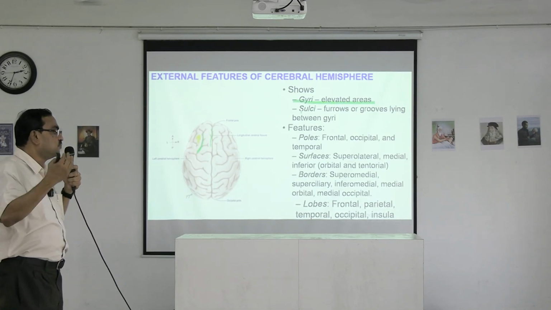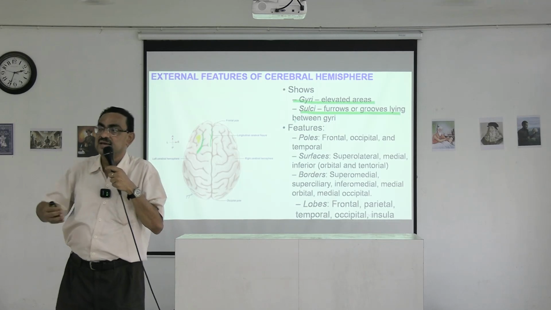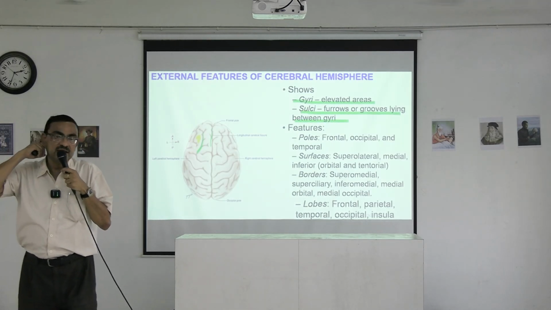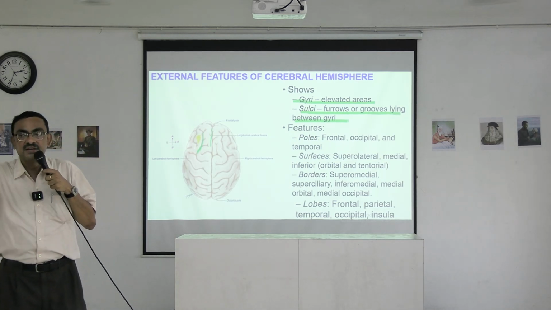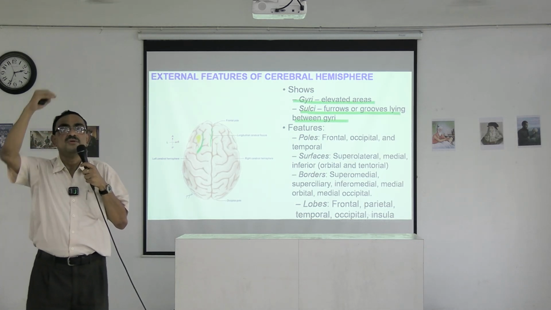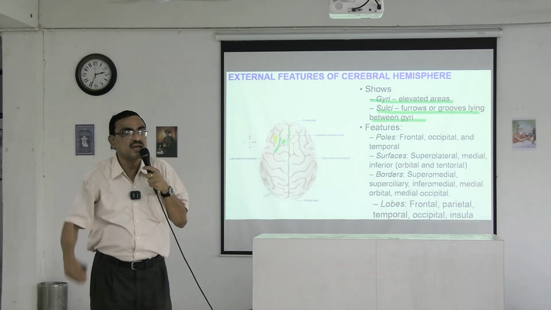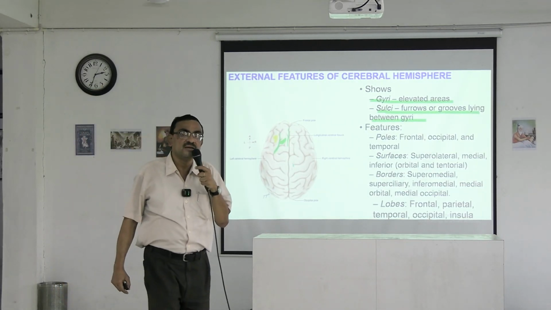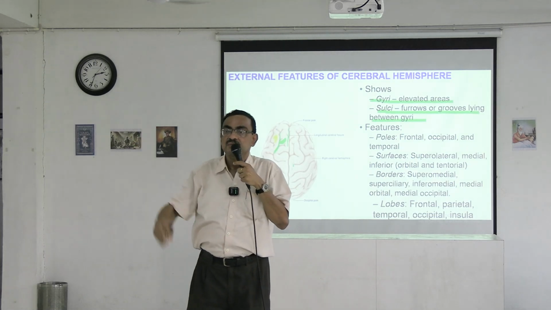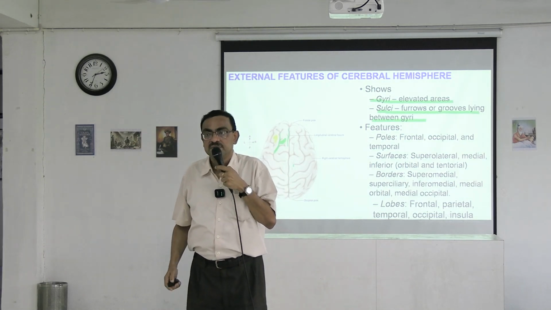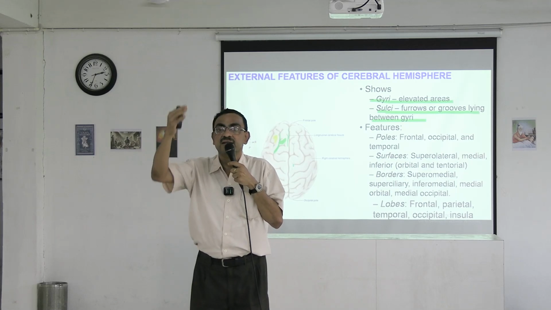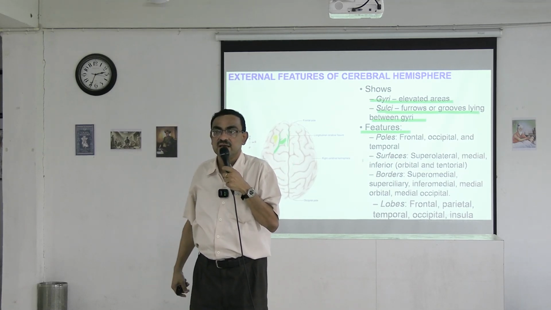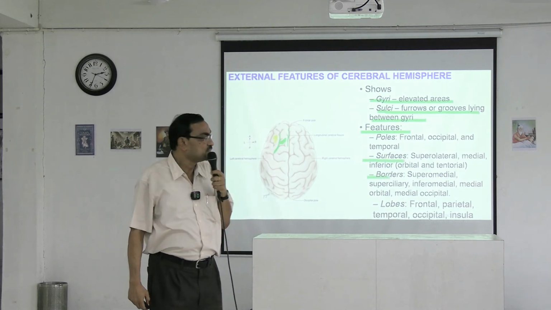So as generation after generation we are getting intellectually developed, the more sulci there are, the more gyri there are, the more there is surface area of the brain. So that represents that they are becoming more and more intelligent, and intellectually more advanced.